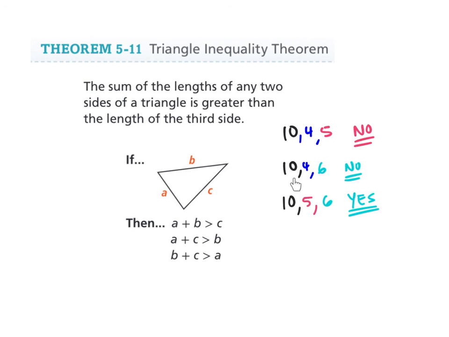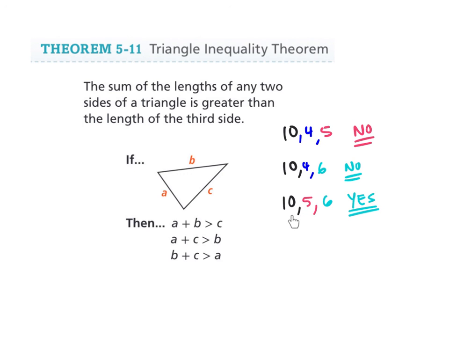Looking down here, 10 and 4, okay, that's bigger than 6. 6 and 10, okay, that's bigger than 4. But 4 and 6 is equal to 10, and it needs to be greater than the length of that third side. So 4 and 6 doesn't work, all right? But down here, 10 and 5, okay, that's bigger than 6. 6 and 10, yeah, that's going to be bigger than 5 when I add them together. And then last, 5 and 6 added together is going to make 11, which is still going to be bigger than the last side. So that's why this combination of side lengths worked.